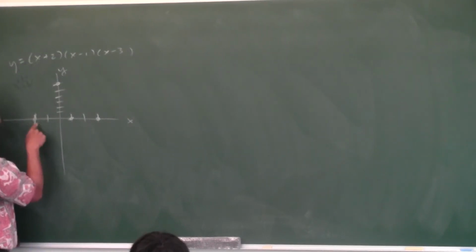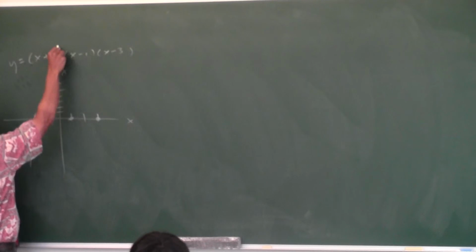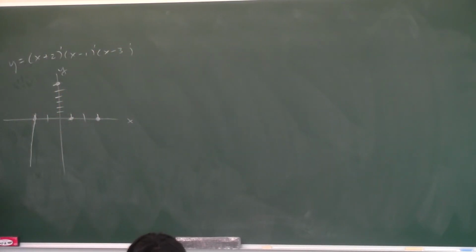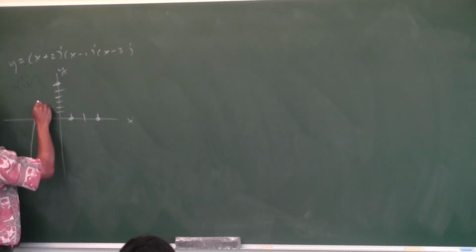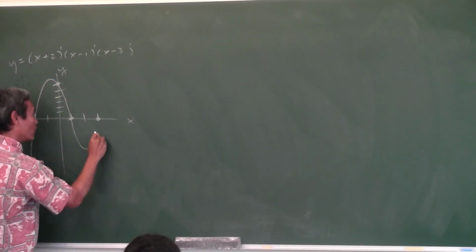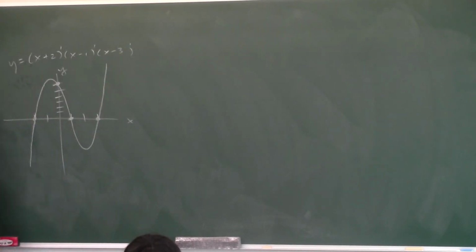Go through. That's because negative 2 came from this factor with an odd power. In fact, they all have odd powers, so the graph goes through every single x-intercept. That's what the graph looks like. We're just drawing a sketch.